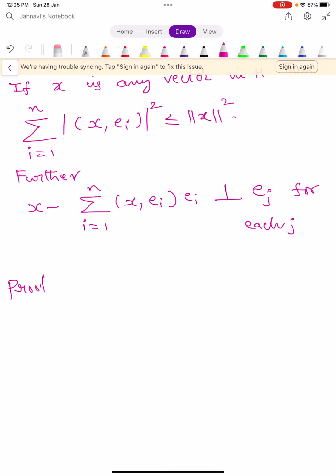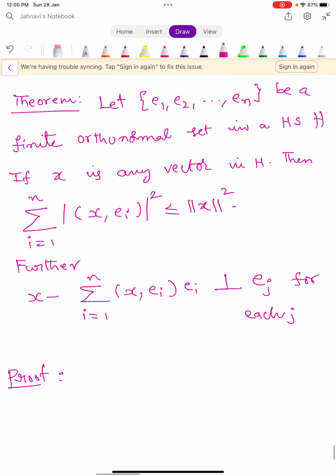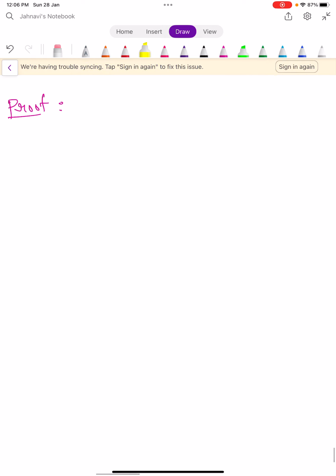We prove this theorem. Let us see the statement again. E1, E2, and so on, En be a finite orthonormal set in the Hilbert space capital H and x is any vector in H, then the summation over i equals 1 to n of mod inner product of x comma ei whole square is less than or equal to norm x square. Further, x minus the summation over i equals 1 to n of inner product of x comma ei into ei is perpendicular to ej for each j. So right now we prove this theorem and it is a simple calculation. Let us see.